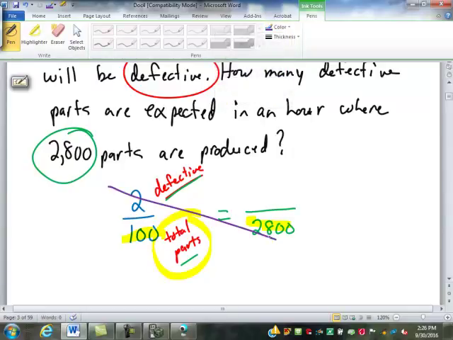Perfect. We cross multiply 2 times the 2,800. We divide by the 100 is 56. So they're expecting 56 defective parts. Yes, sir?